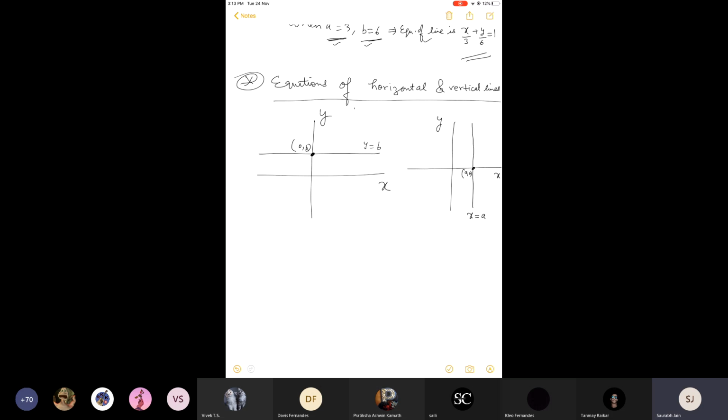Otherwise also it is very easy to understand that all the points on this line will have their heights equal to b. That is why the equation is y is equal to b. And here all the points on this line will have their x coordinates as a. So the equation is x is equal to a. Remember it like this.